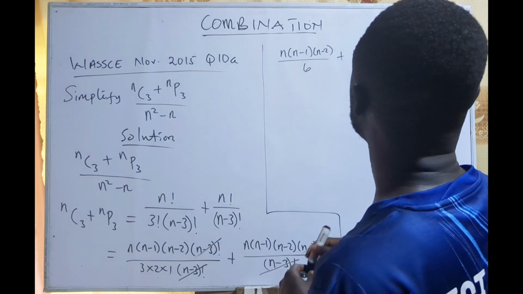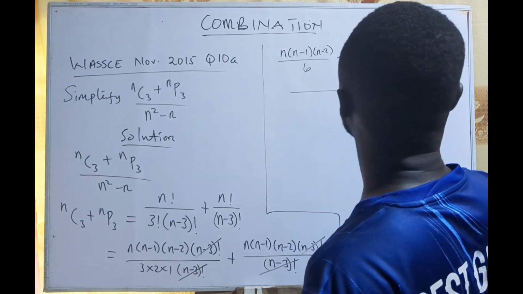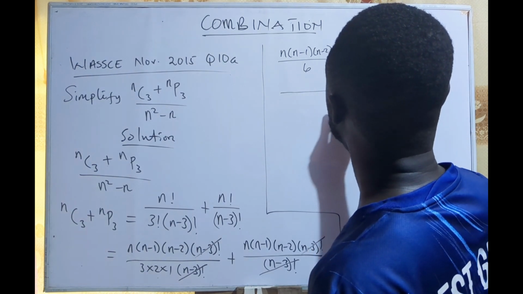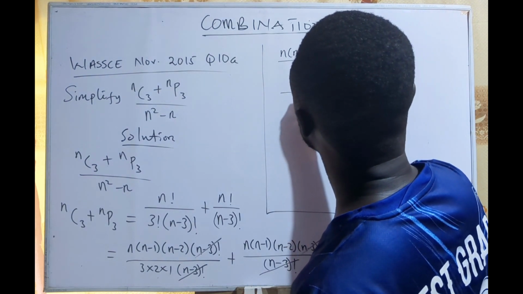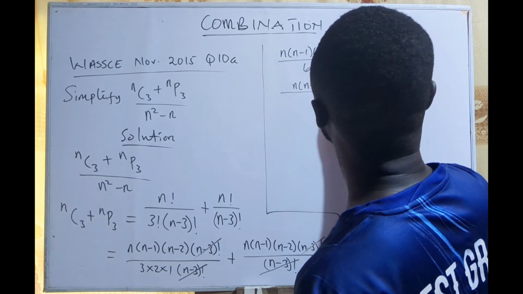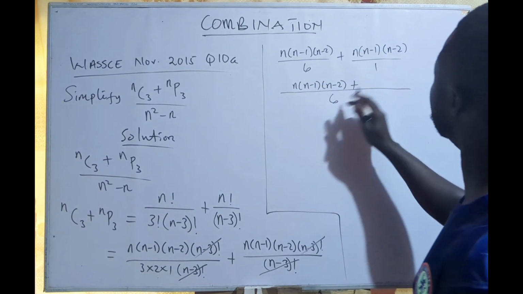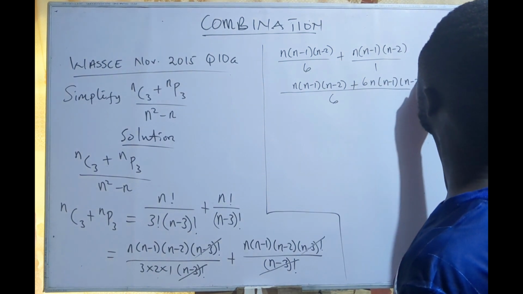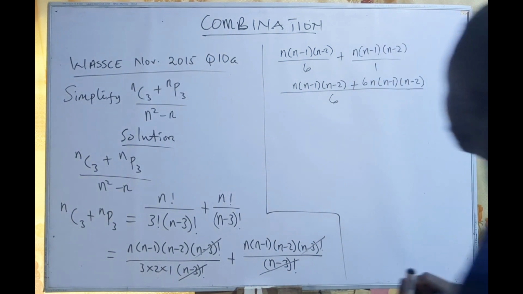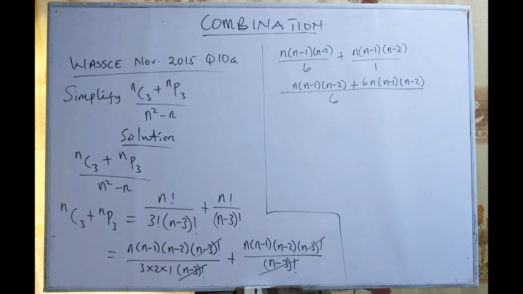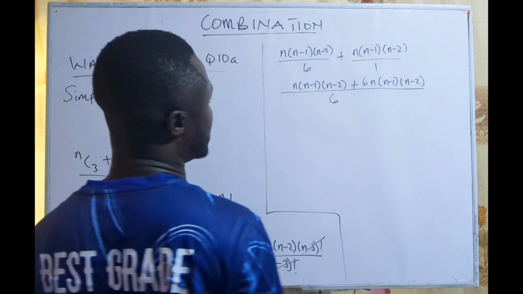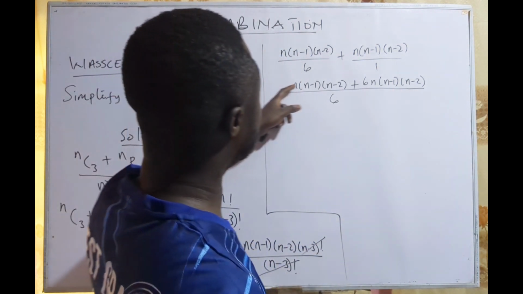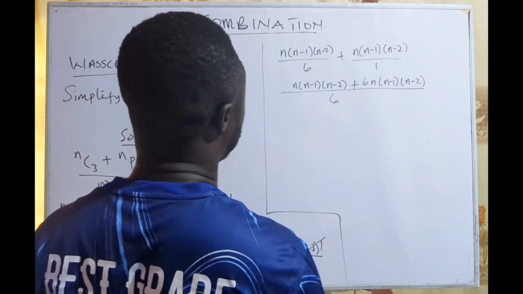So here, let's find the LCM. My LCM will be 6. 6 will go here, 1, then we have n minus 1, n minus 2, plus 1 goes to 6, which is 6. So 6 will multiply n minus 1 and n minus 2. So this is what we can have. Alright. So this is all over 6.